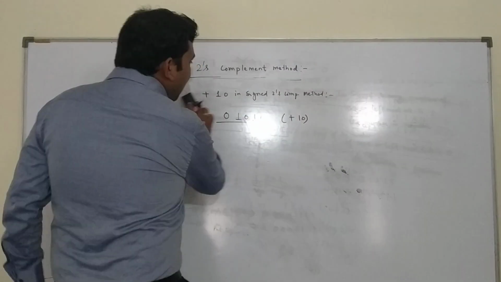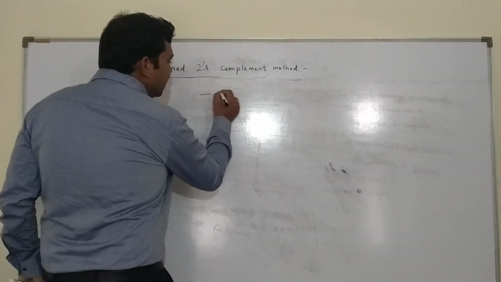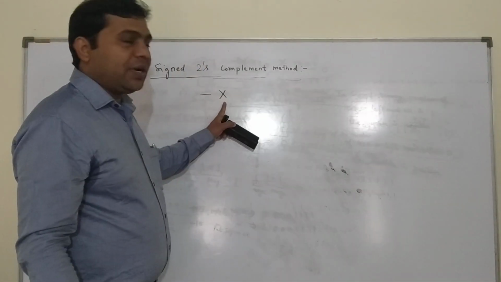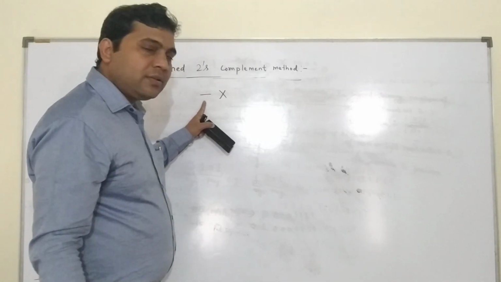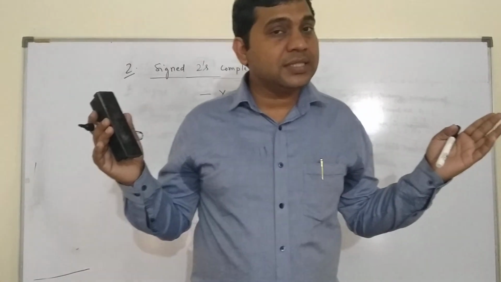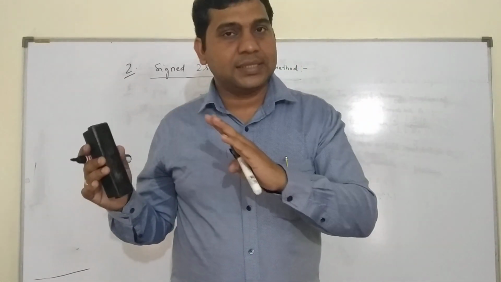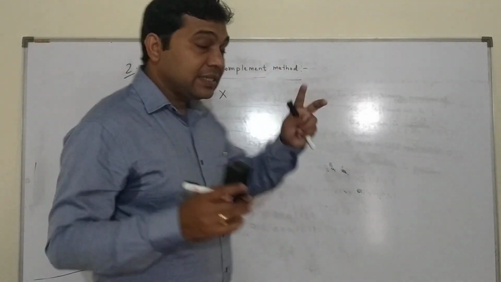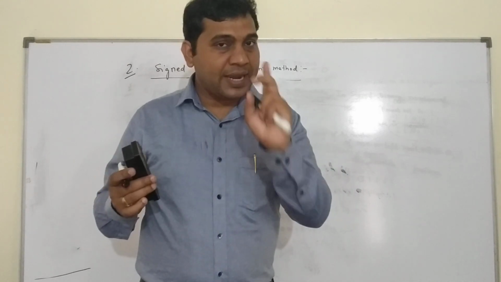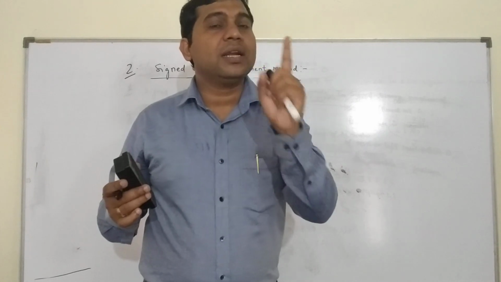What about minus numbers? Suppose you wanted to write minus x. What is the method? Take the twos complement of x and put 1 for negative numbers. In signed ones complement method, we took the ones complement of x and put the 1 for minus numbers. Here, since it's signed twos complement method, take the twos complement of x and for the minus sign put the bit 1 at the MSB, the leftmost bit.